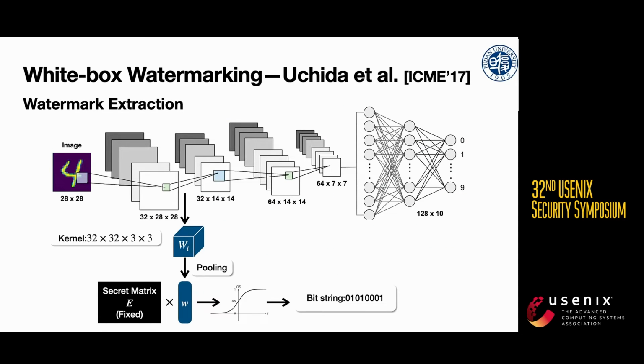Let's introduce the insights on one of the earliest watermarking schemes, proposed by Uchida et al. in 2017. The paradigm is quite classical, and most of the following schemes employ the same idea. In this scheme, the watermark message is embedded in a convolutional kernel of the target model. The kernel is first extracted and flattened to get a flat vector. The vector is multiplied with a fixed secret matrix E, which is specified by the model owner, and goes through a sigmoid function to produce a bit string, which is just the watermark message.